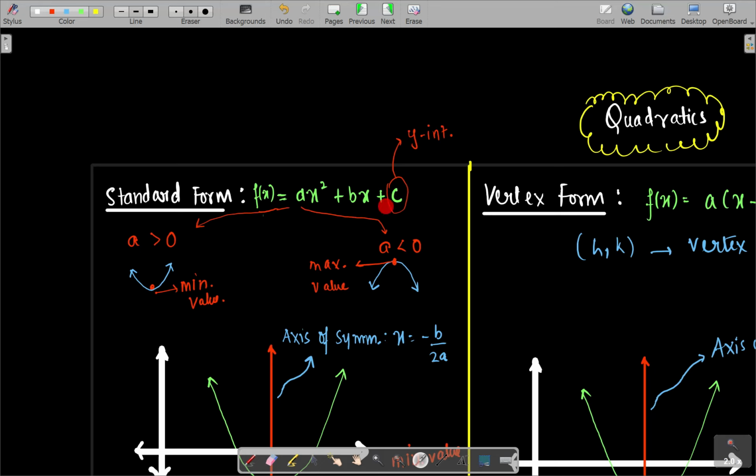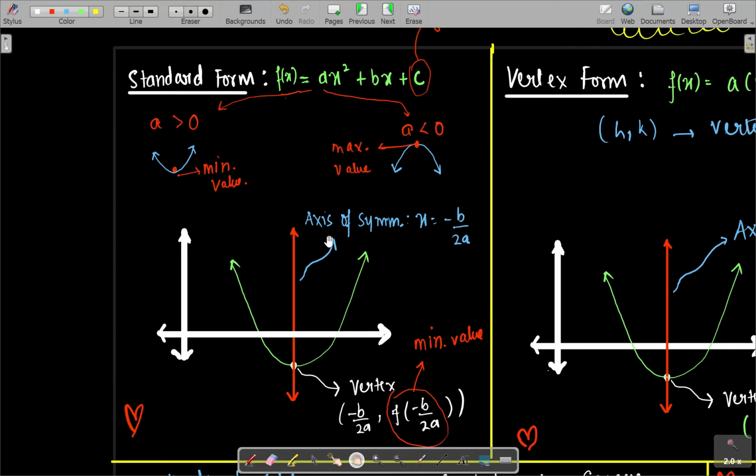Here, the c value will be the y-intercept, and the graph of a quadratic, if you have to draw it, will depend on the value of a. If a is positive, then it will be a U-shaped parabola. If a is negative, that means the leading coefficient is negative, then we'll have an N-shaped parabola.